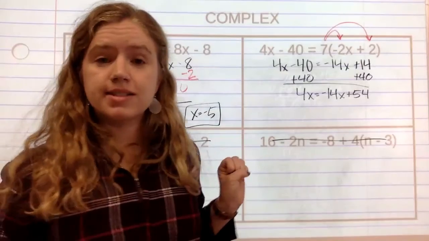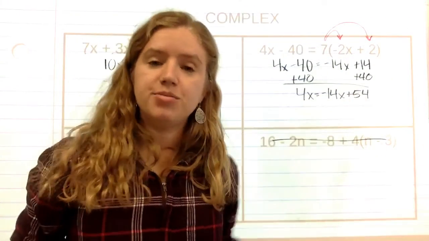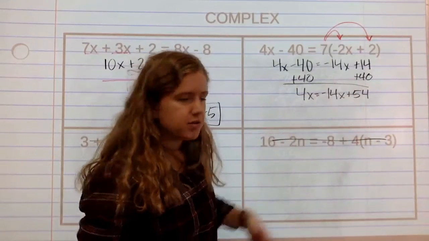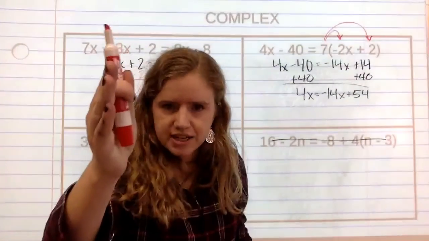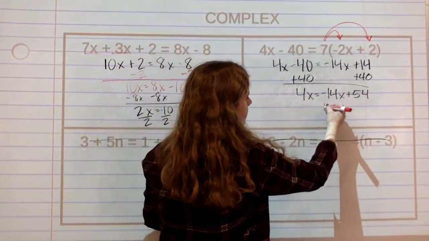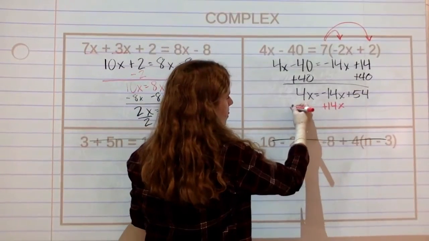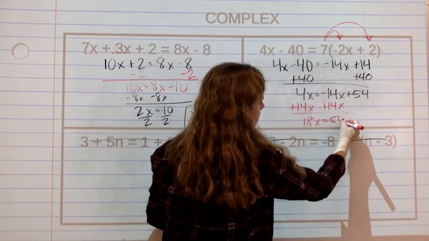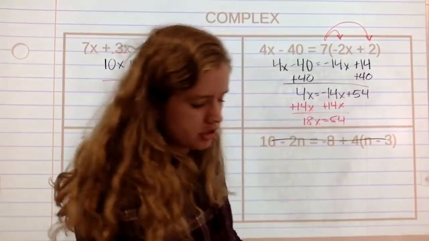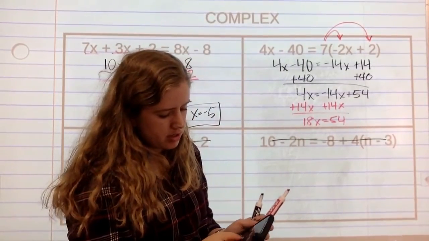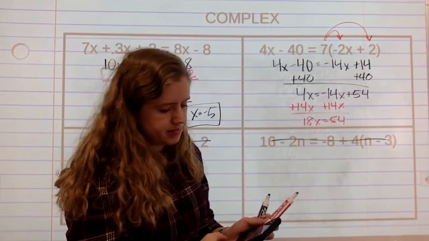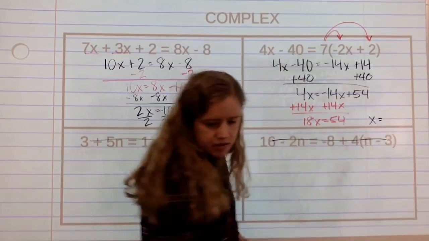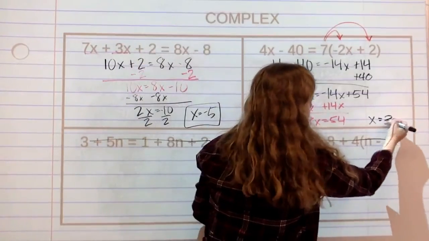Okay, all my constants are on the right. I need to move my variables to the left, which means I need to take this -14 and move it over to the left. The opposite of -14 is +14. We get 18x equals 54. This is where I need a calculator to do the division. 54 divided by 18, we get x equals 3.